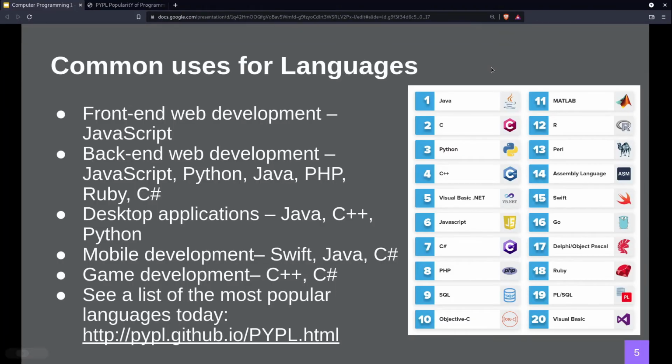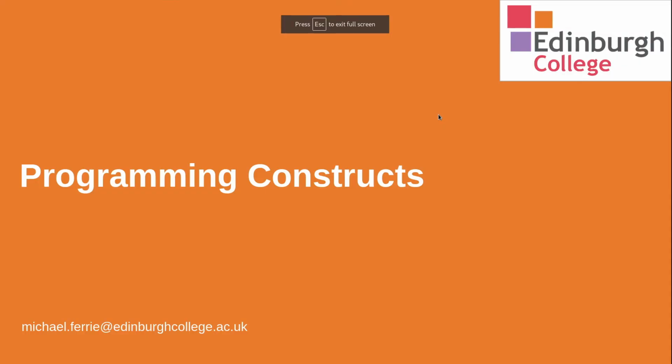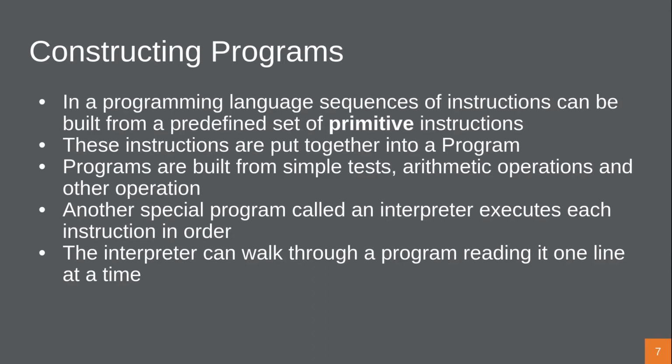Alright, so some programming constructs now. It's very important when you're learning about computer programming to try to get names for things, and it's good if you can call things by their actual name. So when you're constructing a program, you should think of the program as a set of primitive instructions, and the instructions get put together to make a program. These instructions are very simple: just simple tests, print statements, arithmetic operations, and we can combine lots of these little things together in a program.